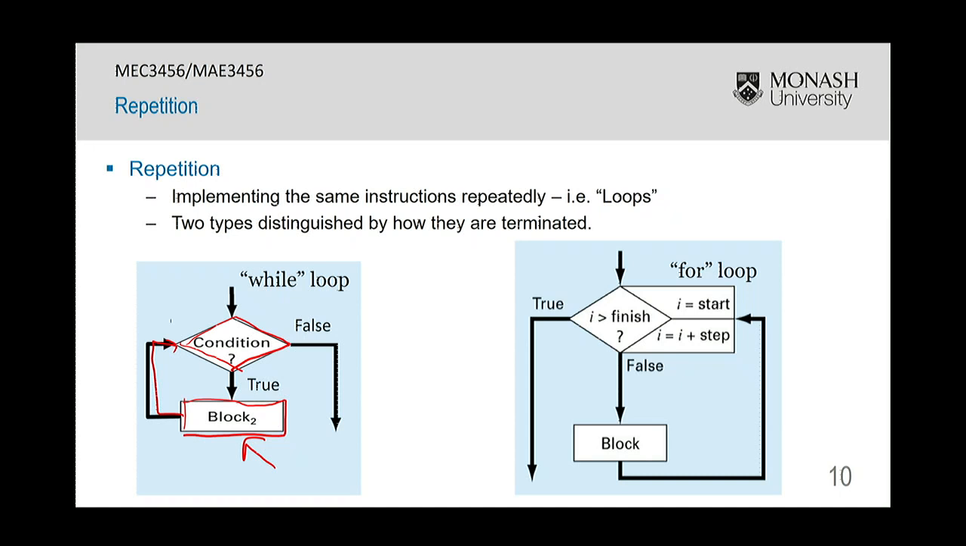The other kind of loop is a for loop, and a for loop is used when you know exactly how many times you need to execute a set of instructions. So you might have 1,000 data points and you want to do the same thing to those 1,000 points. You want to divide them by 100 or something.